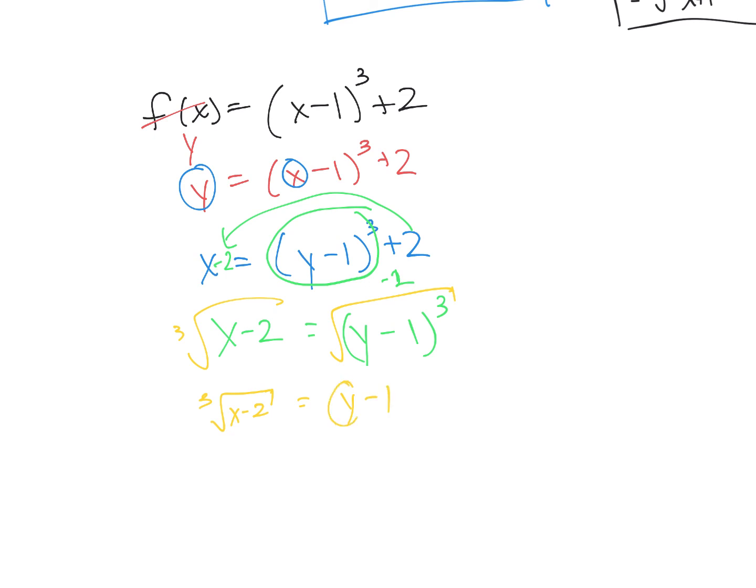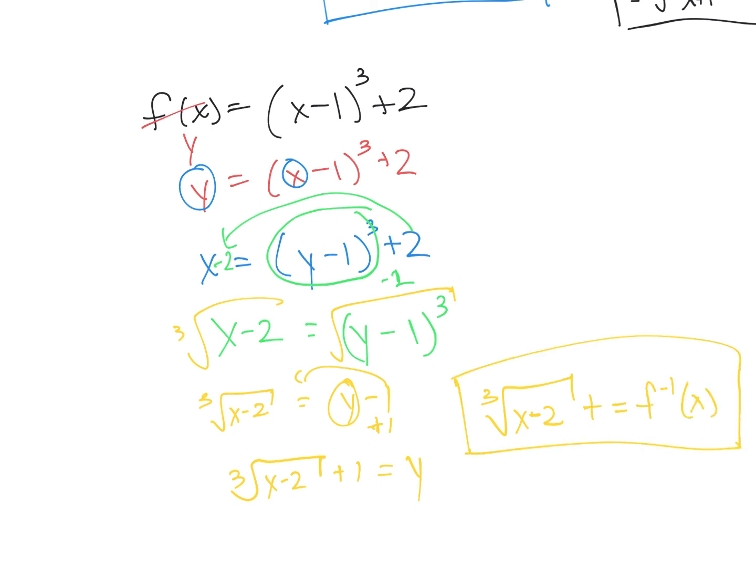Now I still have to get y by itself, so I'm going to move the 1 over. So it's a positive 1. So we have the cube root of x minus 2, plus 1. Sorry, that looks like a minus. Plus 1 equals y. And then I'm going to rewrite it. And at this point, you could have already changed that. Plus 1 equals f inverse of x. And that is your inverse function.